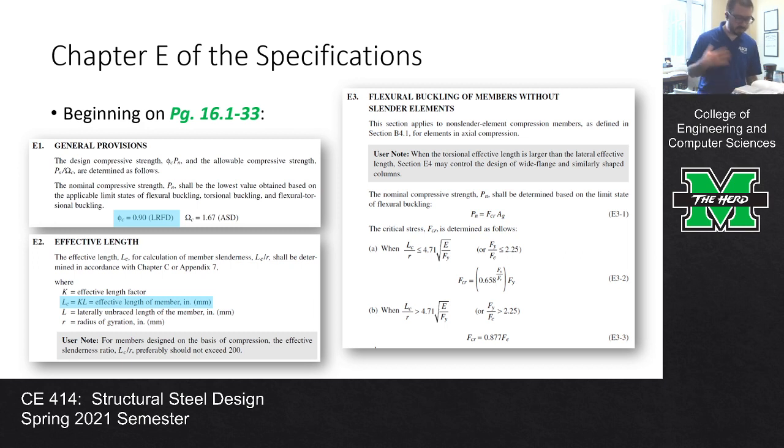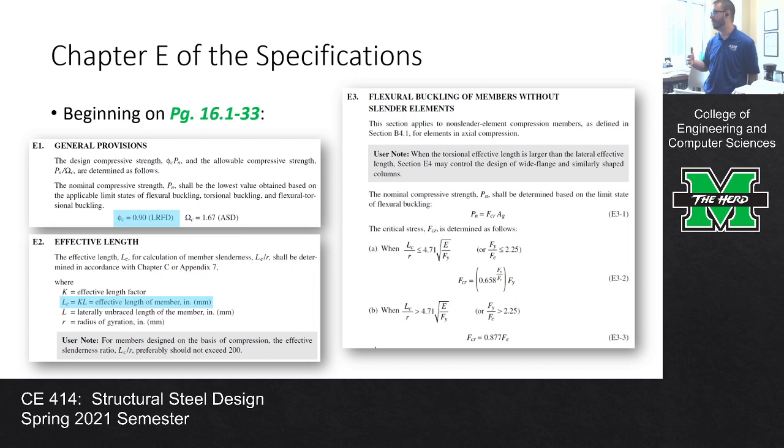Okay, so let's just dig through the spec a little bit. E1 is general provisions, and the only thing we really care about there is the phi value. So phi is 0.9 for columns, so we don't have to worry about trying to figure that out. That's right there. Now, when you turn the page, does everybody see the gray user note?